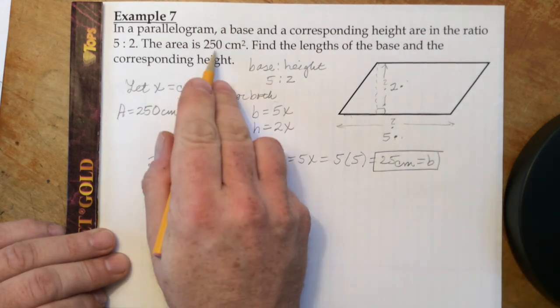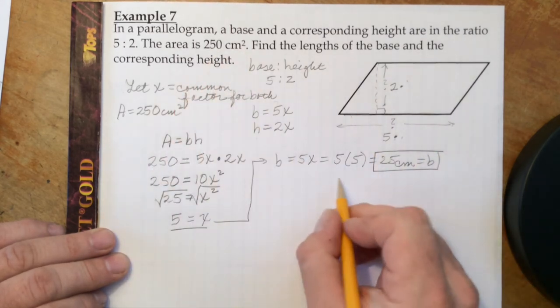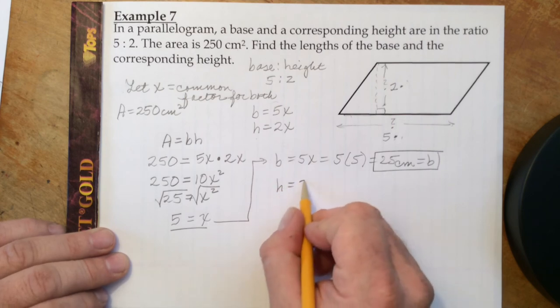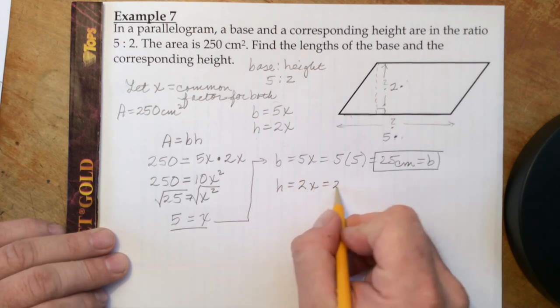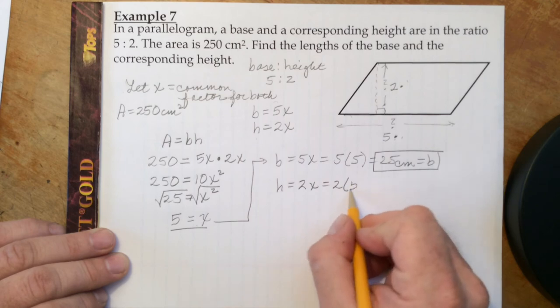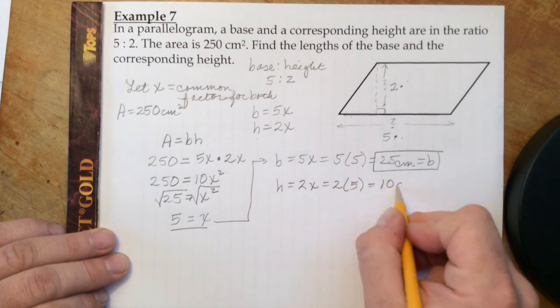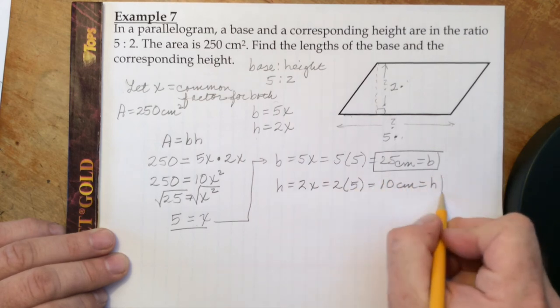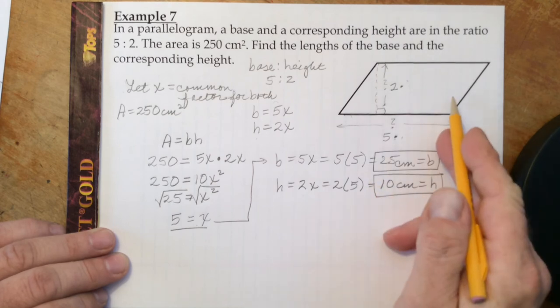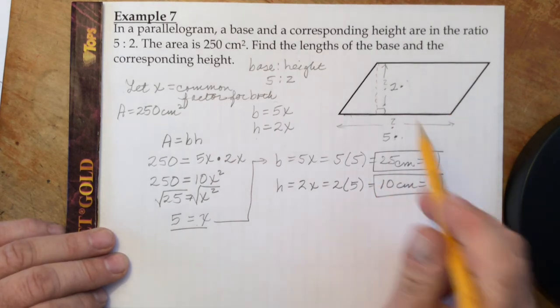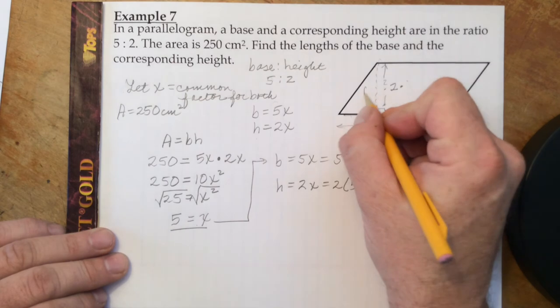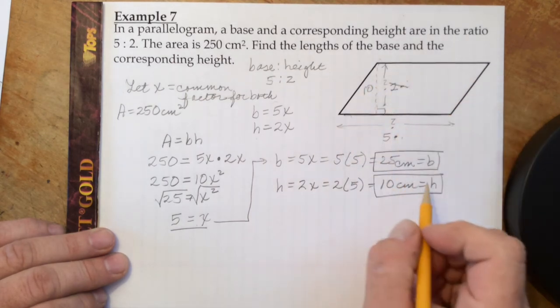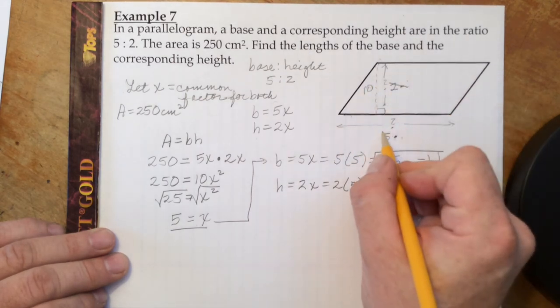We know it's centimeters because the area was in centimeters squared. And the height is 2x, or 2 times 5, which is 10 centimeters. And there's our height. So this parallelogram's height is 10 centimeters this way, and its base is 25 centimeters this way.